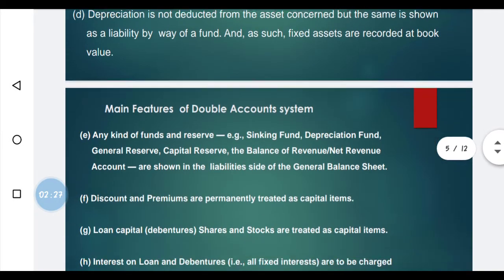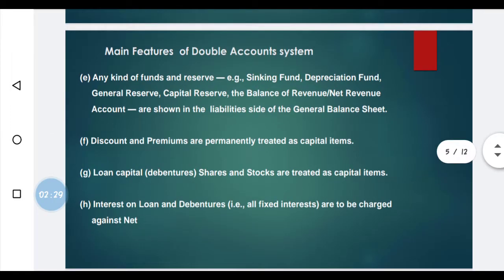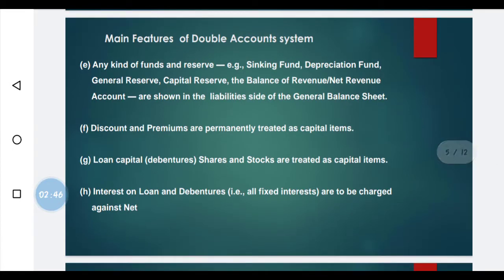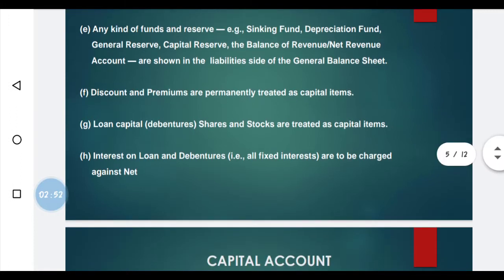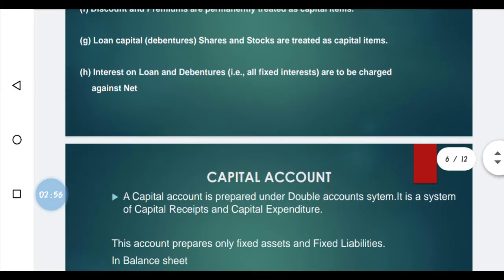The next feature is any kind of funds and reserve. Example: sinking fund, depreciation fund, general reserve, capital reserve, and balance of revenue or net revenue account are shown in the liability side of the general balance sheet. Discount and premiums are permanently treated as capital items. Loan capital, shares and stocks are treated as capital item. Interest on loan and debenture are to be charged against the net revenue account.